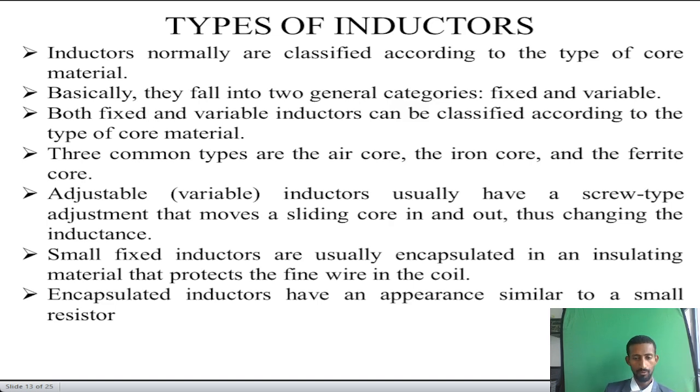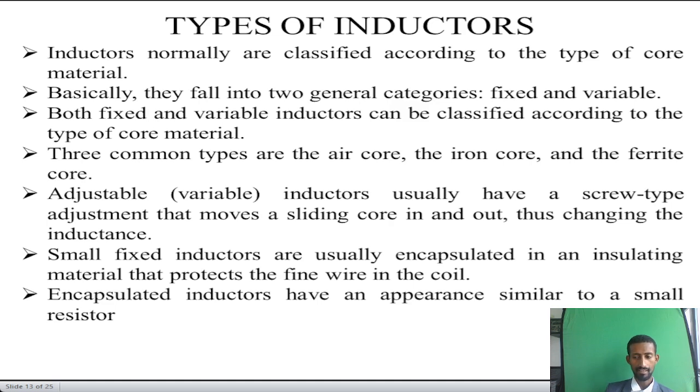Adjustable or variable inductors usually have a screw type adjustment that moves a sliding core in and out, thus changing the inductance. As you remember, the inductance of an inductor is related to the length of the winding. So by using this screw drive, we can adjust the length, so the inductor will be variable. The inductance of the inductor will be varied.